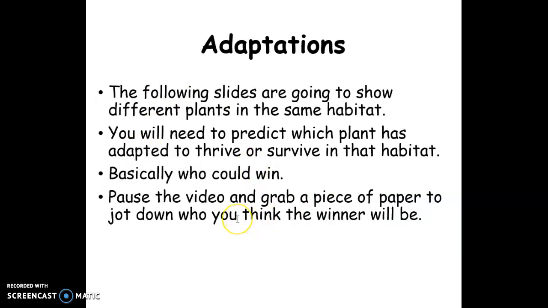Adaptations. The following slides are going to show different plants in the same habitat. You will need to predict which plant has adapted to thrive or survive in that habitat. Basically, who could win. Pause the video and grab a piece of paper to jot down who you think the winner will be.